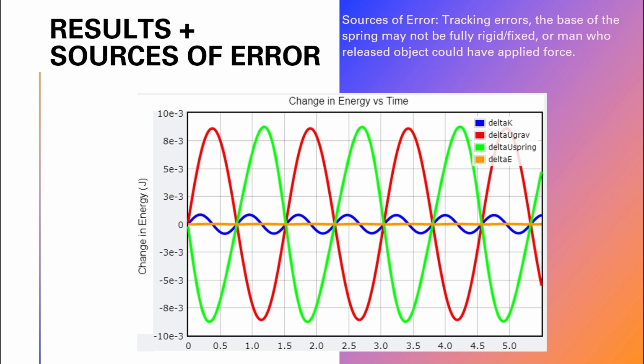Which is exactly what you would predict in an isolated closed system. So that's great. That's very positive for our results. Exactly what we would expect. And you also see oscillations with the change in potential energy as it relates to gravity and change in potential energy as it relates to the spring. That makes sense intuitively, right?